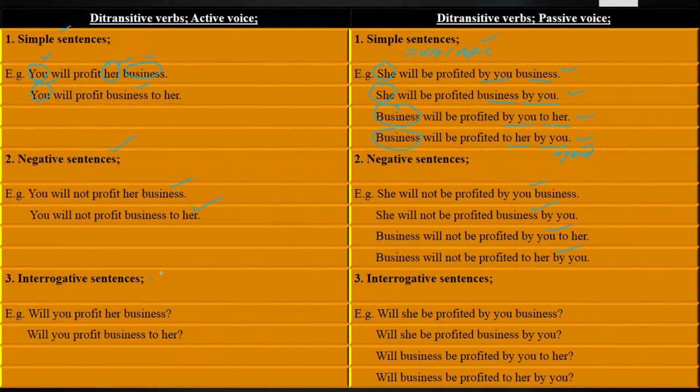Interrogative sentences we have now, those sentences in which we ask questions and put queries. Will you profit her business? Will you profit business to her? Will she be profited by you business? Will she be profited business by you? Will business be profited by you to her, and will business be profited to her by you?